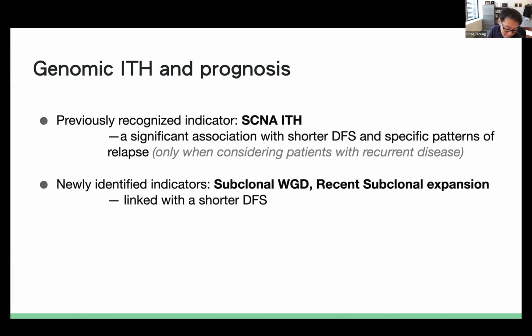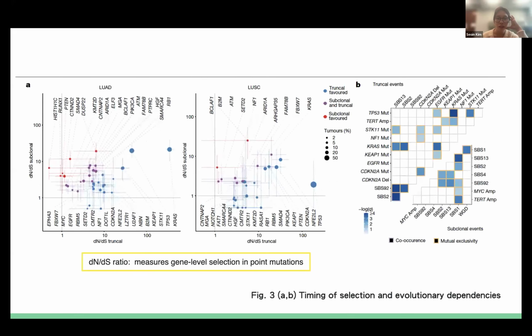Anyway, proceed. Okay, so the primary endpoint of this study was to study the relationship between genomic ITH and prognosis, and this is a summary. SCNA ITH was a previously recognized indicator. It had a significant association with shorter DFS, but only when they considered patients with recurrent disease. So it was only a subset of patients that showed significance. And these two newly identified indicators, subclonal GD and recent subclonal expansion, were linked with a shorter disease-free survival.